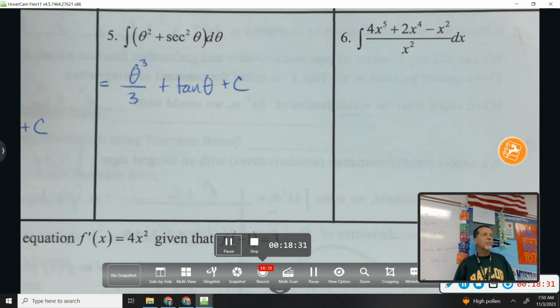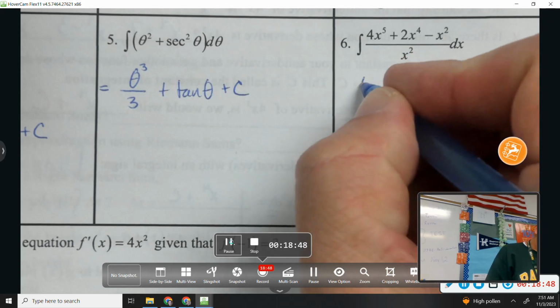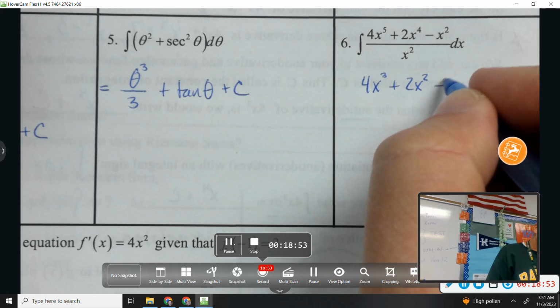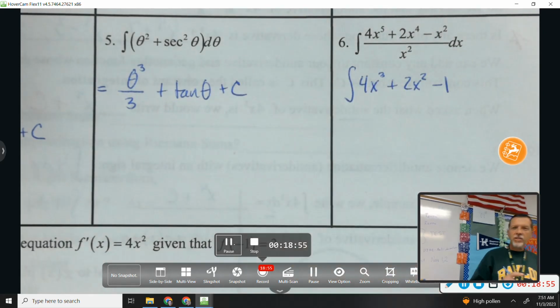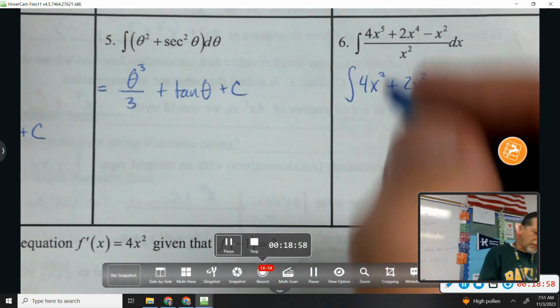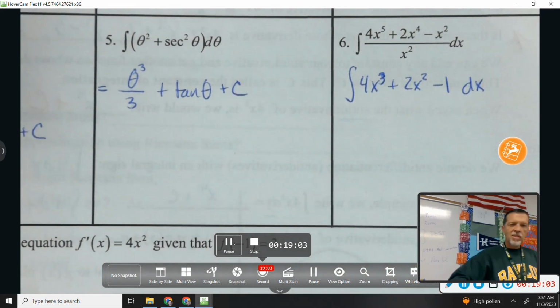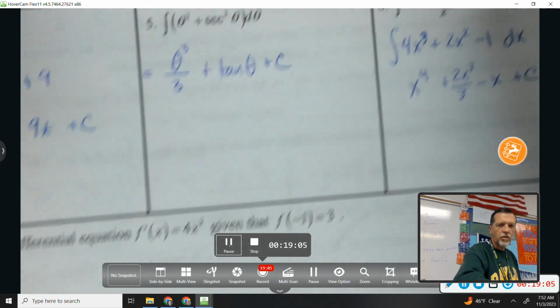Number 6 kind of looks like a chain rule problem, but there is no chain rule for antiderivatives. So what do we do first? Either move the x squared up or just divide everybody by x squared, something along those lines. So 4x cubed plus 2x squared minus 1. Now that's not calculus, that's just algebra, but now we're ready for an antiderivative. Show that answer in number 6 there.